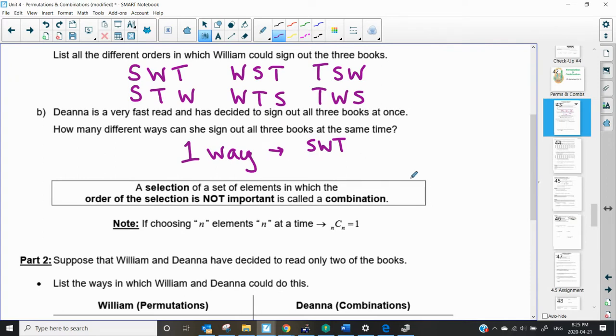So when we're talking about selecting a set of elements, and the order of that selection is not important, we're dealing with a combination. So when we're dealing with this one here, this is a permutation or a perm, and it's because order matters. Whereas the second one here, this is an example of a combination or com, and that's because order does not matter.